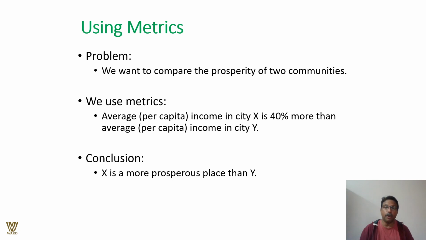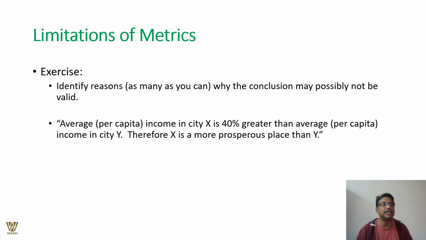Using a metric, suppose we want to compare the prosperity of two communities. We use the metric of average per capita income in a city. Let's say the per capita income in city X is 40% more than the per capita income in city Y. So which is the richer city? X is the richer city. The conclusion is that X is a more prosperous place than city Y. So metrics help us to understand what is happening.